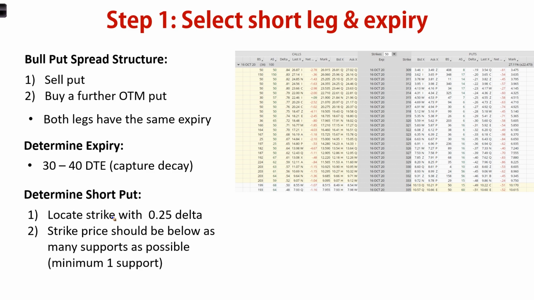Next, to select which put we want to sell, first, let's locate the strike with 0.25 delta. Afterwards, you should make sure that the corresponding strike price at 0.25 delta, or in other words 25 delta, should be below as many supports as possible. And at minimum, there should at least be one support above it to protect and prevent prices from reaching our short strike with ease. Let's take a look at the option chain itself.